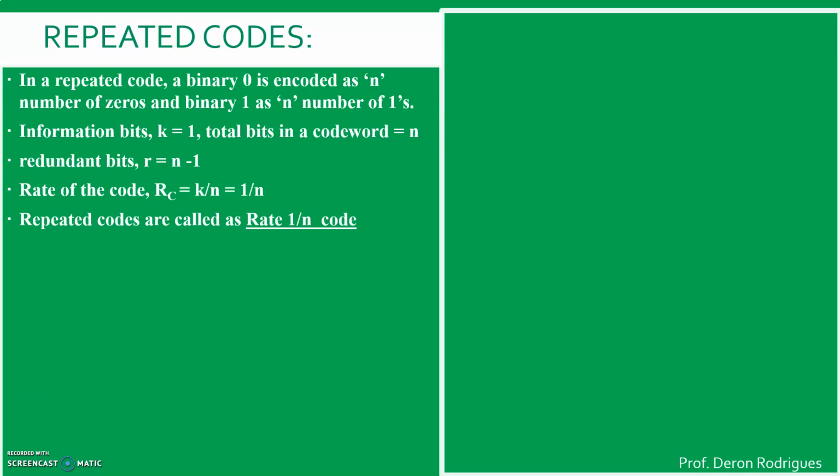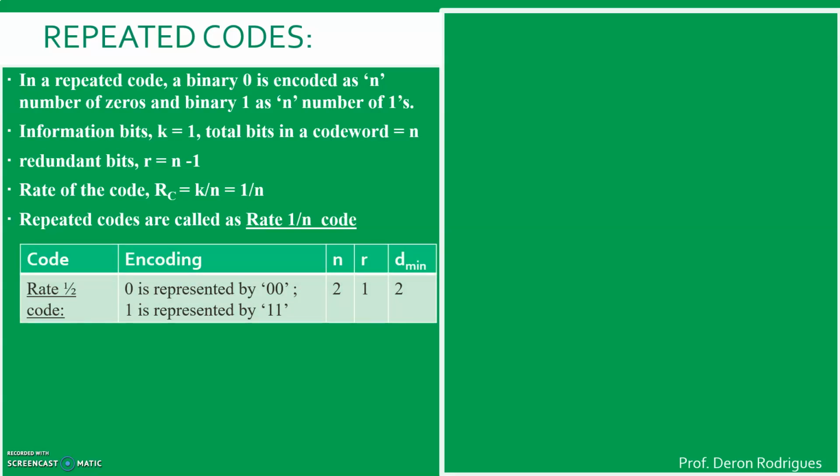So we shall have a look at rate half code first. So what is the rate half code? In this case, a 0 is represented by 2 zeros and a 1 is represented by 2 ones. So basically n is equal to 2 because there are 2 bits which are used in place of 1. Both the bits are same. So the redundant bit, first any one of the bit is a message bit, and the second bit you can consider as a redundant bit. If at all you see both the code words, both the bits are different in the two code words and hence the minimum distance is 2.